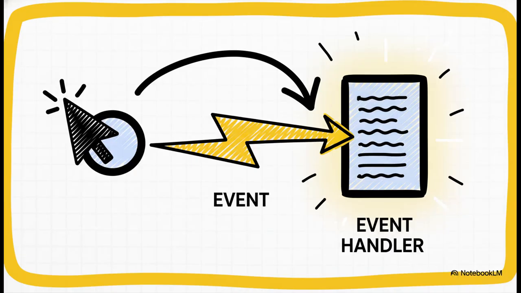Okay, so here are the two most important words you're going to learn today. Your click, that's called an event. And the specific chunk of code that springs into action because of that click, that's the event handler. This whole relationship, an event happens, a handler responds, is the absolute heart and soul of how interactive programs work.